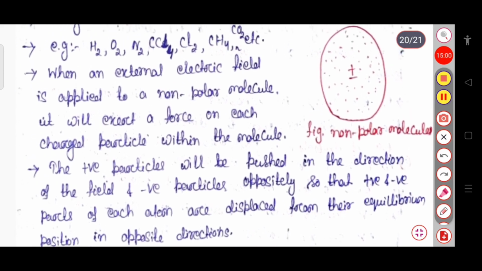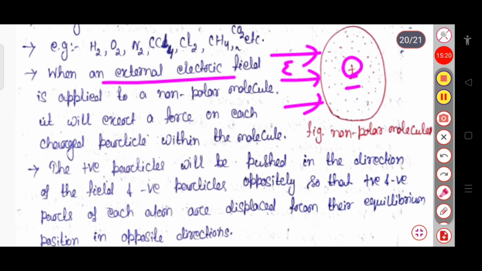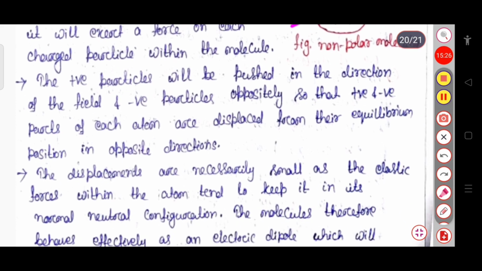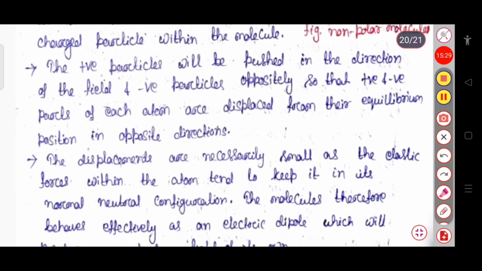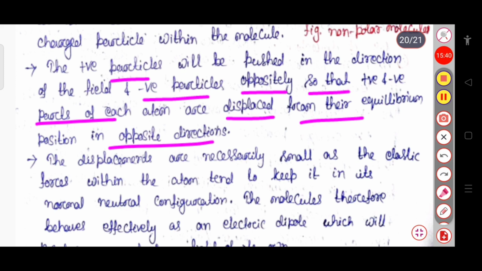When an external electric field is applied to a non-polar molecule, it will exert a force on each charged particle within the molecule. So if I apply this external field to the non-polar molecule, it will exert a force on the positive particle and also on the negative charged particle within the molecule. The positive charged particle will be pushed in the direction of the field and the negative particle oppositely, so that the positive and negative parts of each atom are displaced from their equilibrium positions in opposite directions. I will show you the diagram. So let us see the diagram first here.